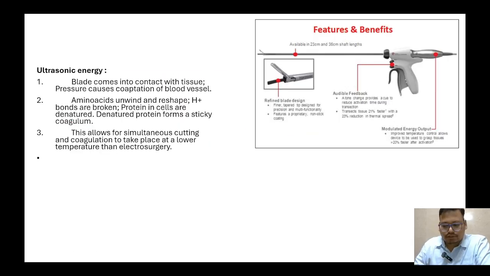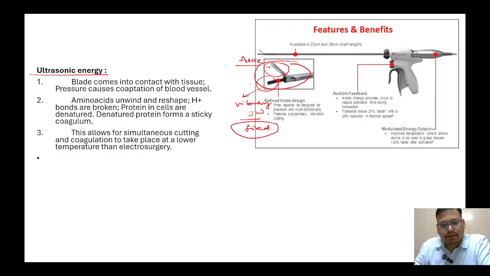Coming to ultrasonic energy, this is called the harmonic scalpel. You must have seen this in the OT. In the harmonic scalpel, this is called the active jaw, and this is called the vibrating jaw. The above one, the white pad, is the active jaw, and this is the vibrating jaw. There are two jaws. The vibrating jaw is fixed. It will keep on vibrating, but the active jaw is mobile. The active jaw helps to bring the tissue.